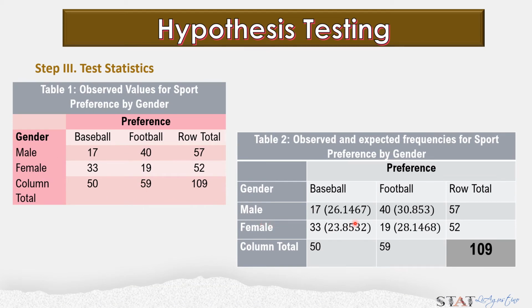And then for step 3, this is now our corresponding contingency table with observed and expected frequencies. At first, we only have the observed values. Now we have computed the expected frequencies, so we have to put them here. For E11, the first row and the first column, we have computed 26.14. And then for E21, we have 23.85. And then for E12, we have 30.85. And then for E22, we have 28.14. Again, that is E11 and then E12.